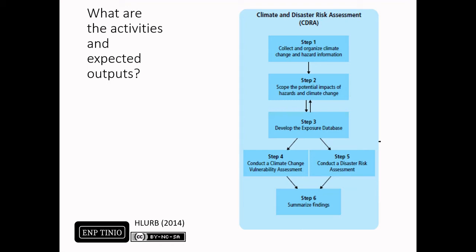First is to collect and organize climate change and hazard information. Second is to scope the potential impacts of hazards and climate change. Third is to develop the exposure database. Steps 4 and 5 are to conduct, respectively, the climate change vulnerability assessment and disaster risk assessment. And finally, summarize these findings towards integrating into the CLUP.